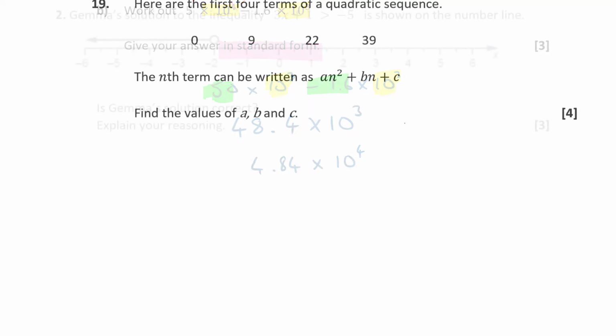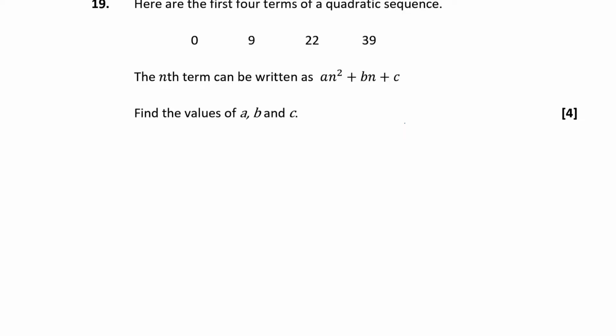Good, let's move on. Here are the first 4 terms of a quadratic sequence. You've got 0, 9, 22, and 39. The nth term can be written as an squared plus bn plus c.